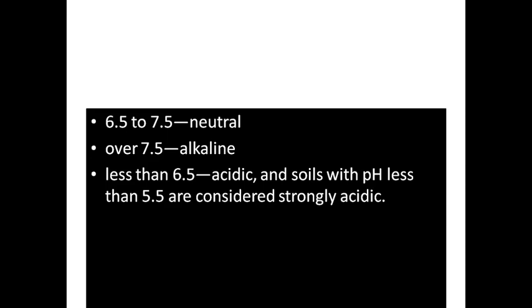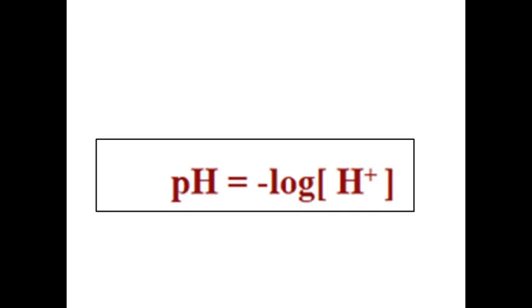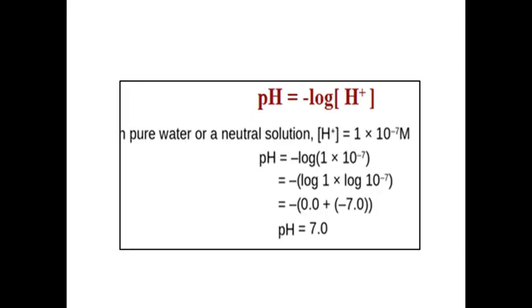Neutral soil normally ranges from 6.5 to 7.5. For soil, a pH value higher than 7 is alkaline and below 7 is acidic. Okay, this is the formula. That formula helps to identify soil acidity or alkalinity. pH is equal to negative log of H plus, the hydrogen ion concentration.